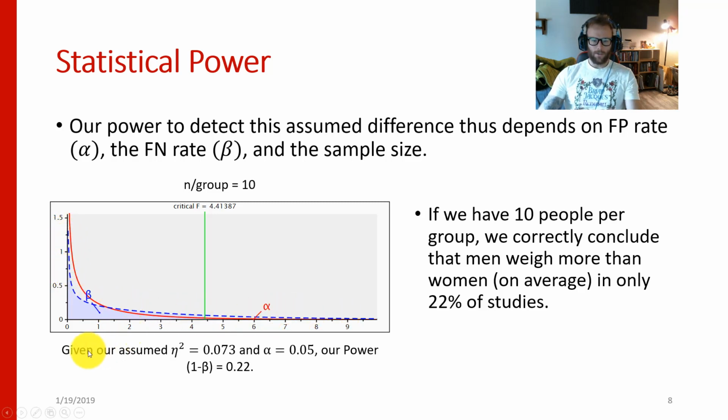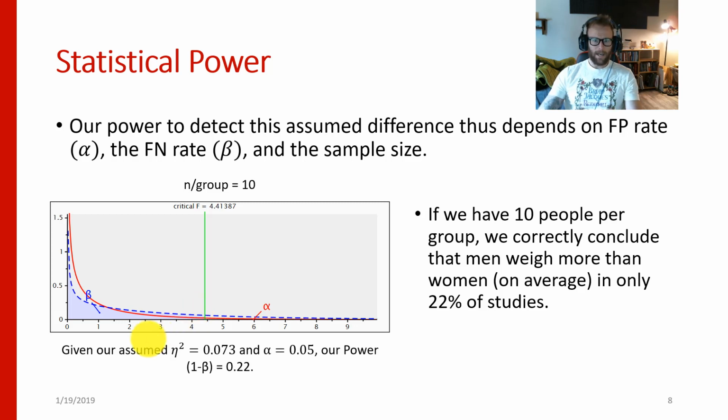So if we assume the true eta squared is 0.073 and an n per group of 10, this is the distribution of F observed that we would expect. And you can see that it looks slightly different, but in general, most of this distribution is still below our critical F value, which means if we assume this is the real effect and we're taking 10 people per group, we're still expecting to get an F observed lower than the F critical value most of the time.